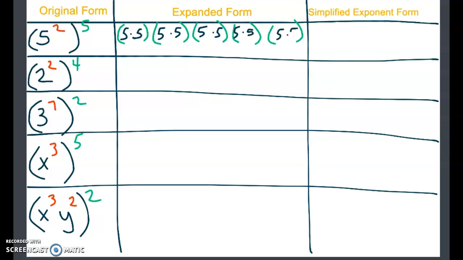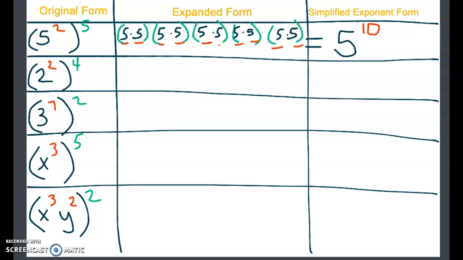Five is the only base that we've written or that we see. So that's going to be our base in our simplified form. And if you notice, we have 1, 2, 3, 4, 5, 6, 7, 8, 9, 10 copies of 5 being multiplied by each other. So 10 becomes our exponent. So our simplified exponential form would be 5 to the 10th power.